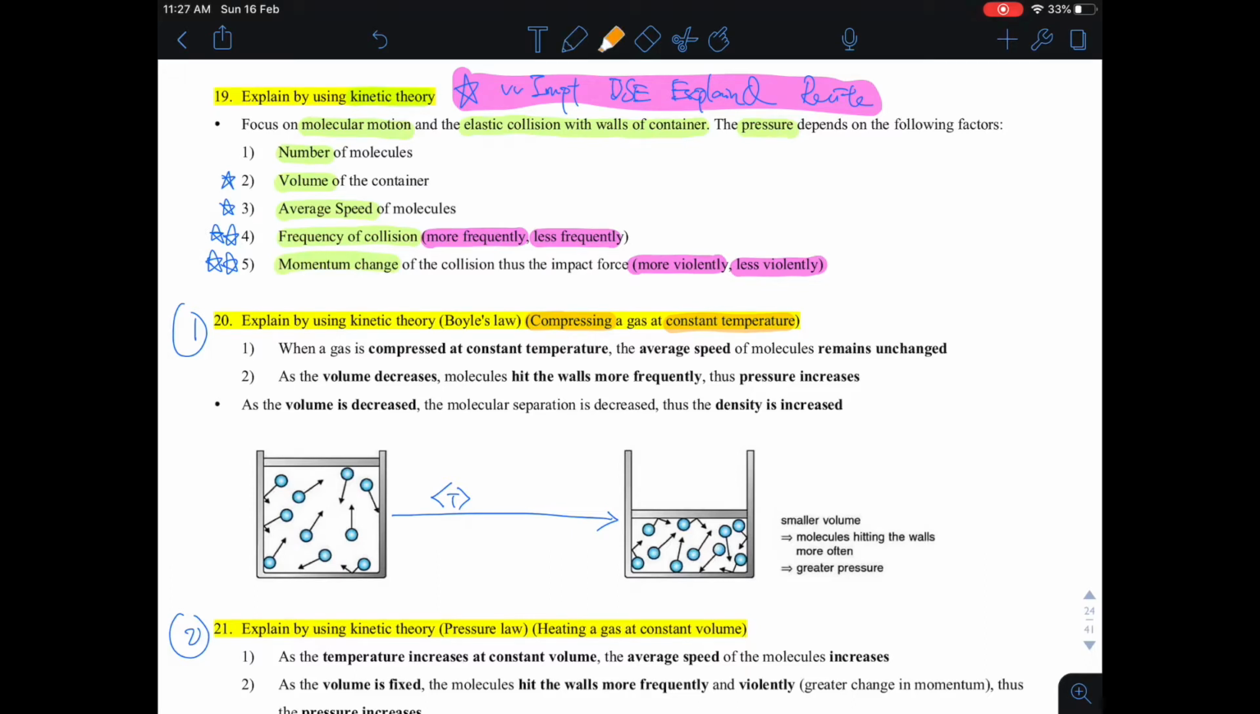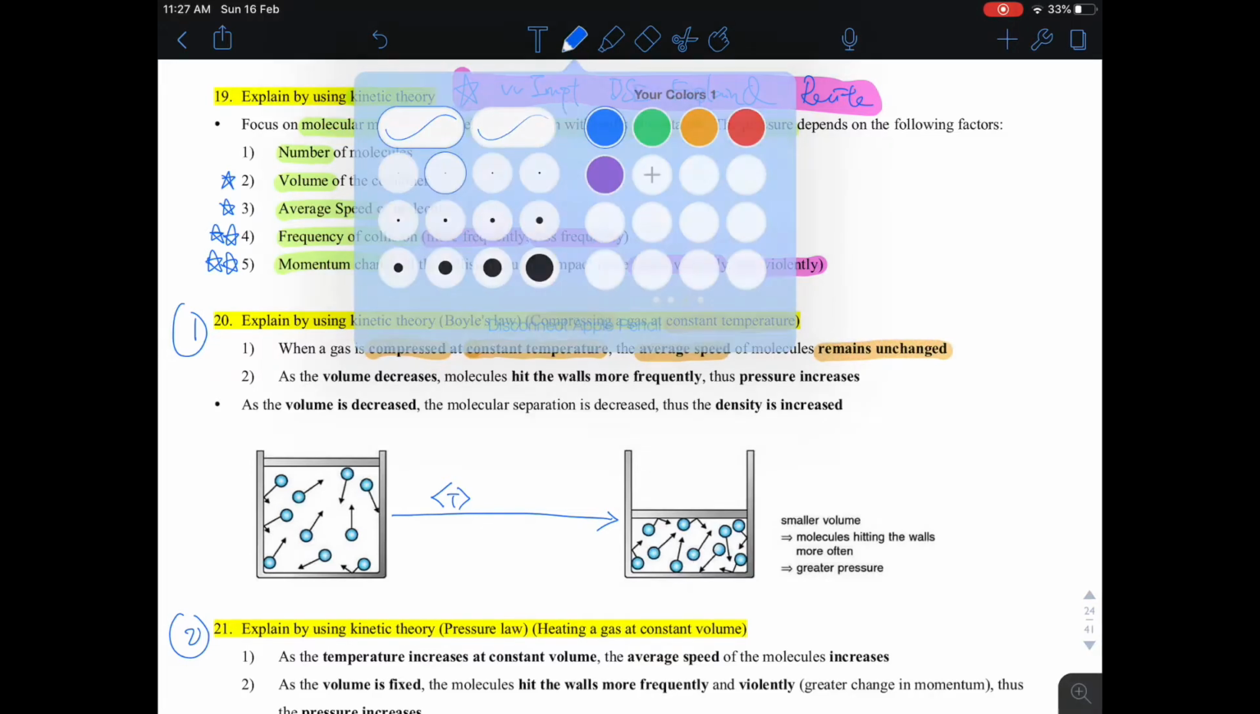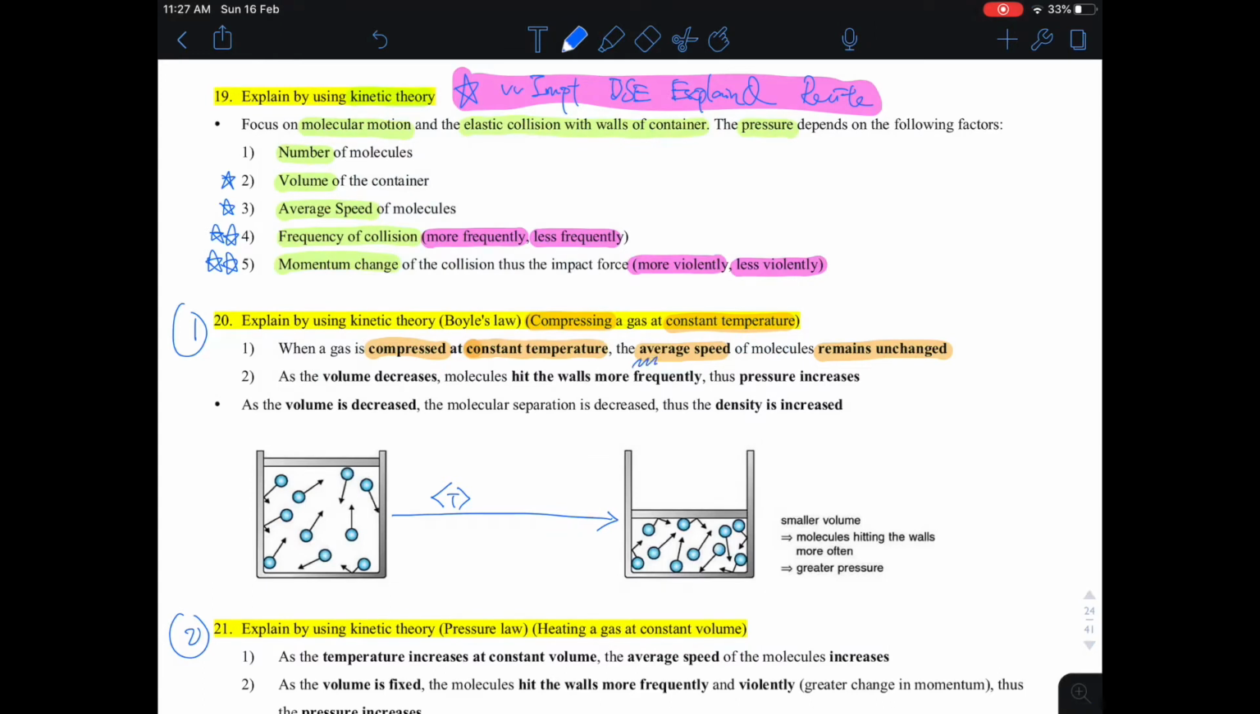When we are explaining, we have to say this is being compressed at constant temperature, so if the temperature is constant, the average speed will remain unchanged. And we must talk about the average, because different particles will be moving with different speeds. Some are faster, some are slower, so when we describe the whole gas, we say the average speed will remain unchanged.